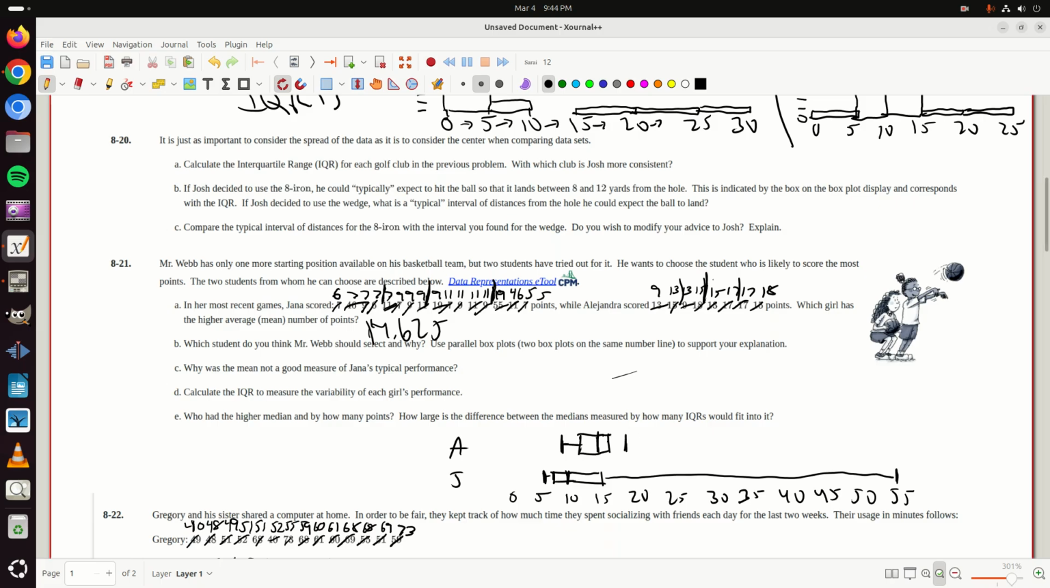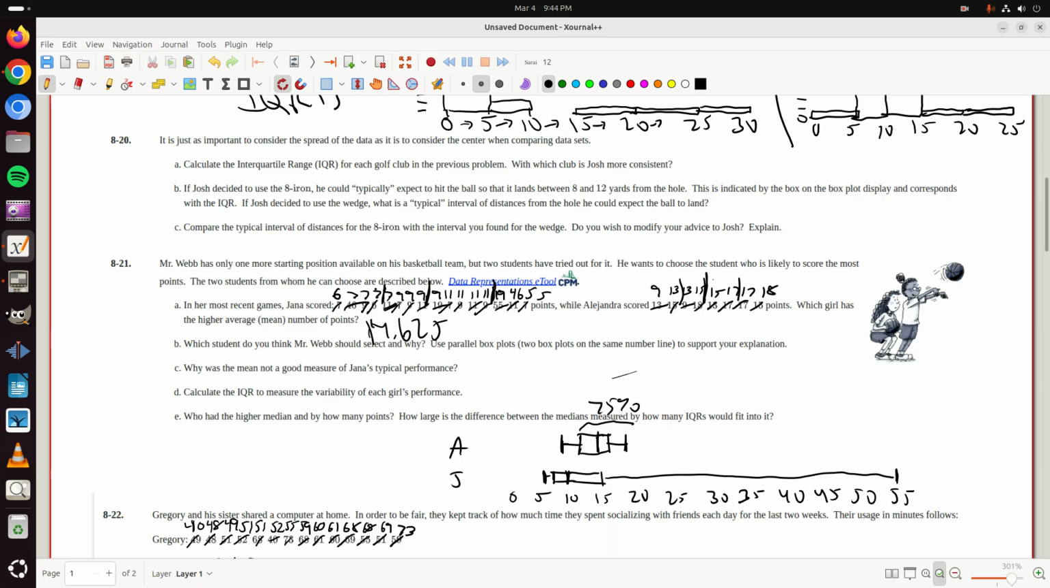So which player would you say he should choose? Well, I guess the argument would be this is 75% of her games. 75% of her games is higher than over half her games, right? So Alejandra is way, way, way more consistent than Jana is. I suspect they made an error on this too, by the way.